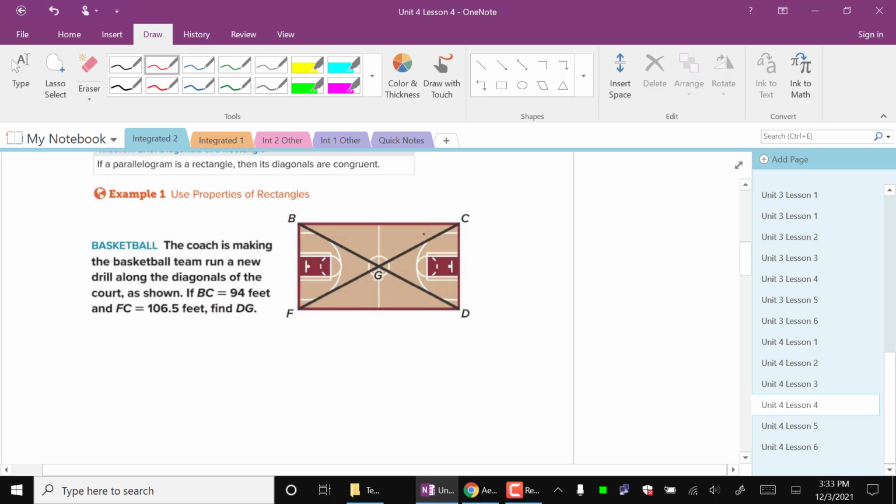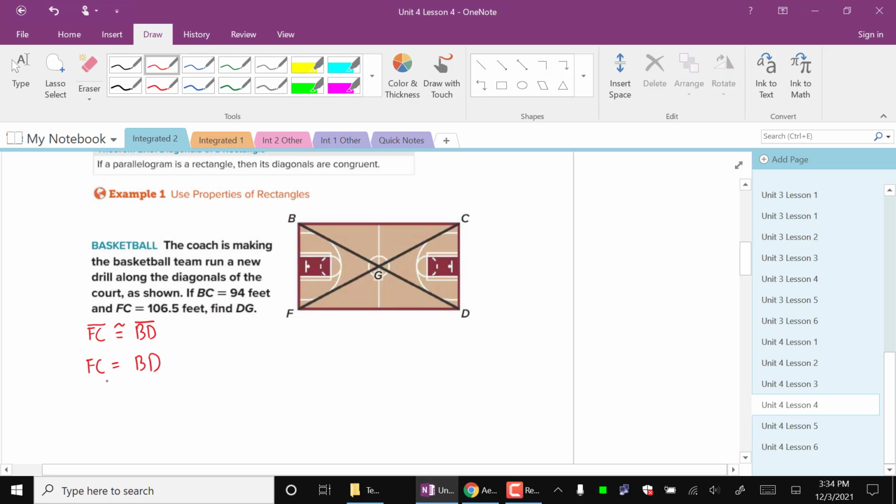is 106.5 feet, we want to find DG, that's half of the diagonal. So again, we know that this is a rectangle, so line segment FC is going to be congruent to line segment BD. That's the other diagonal in this rectangle. Again, as I said, if FC is congruent, it's going to have equal measure to BD.